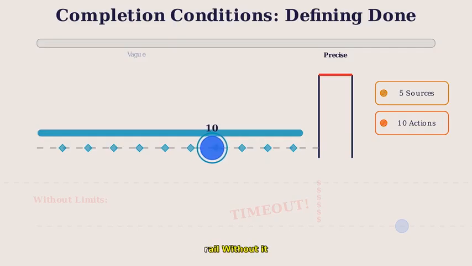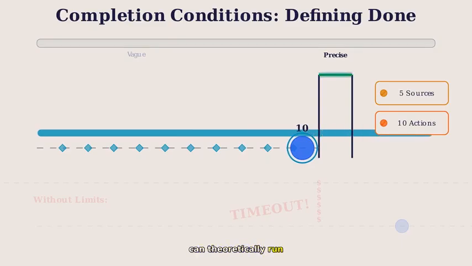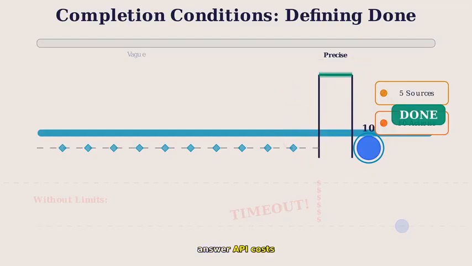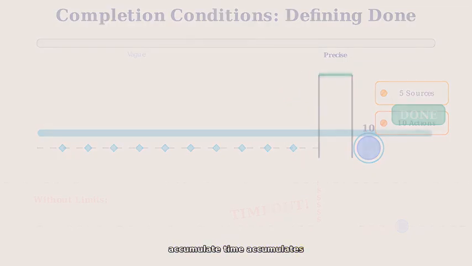It's a safety guardrail. Without it, an agent with a search tool can theoretically run thousands of search queries in pursuit of the perfect answer. API costs accumulate. Time accumulates. The agent may eventually time out, produce nothing, or produce output so over-researched it's no longer useful. Hard limits prevent runaway loops.